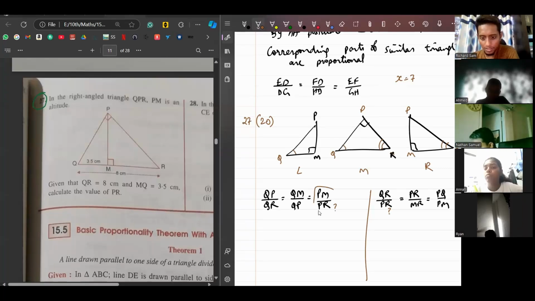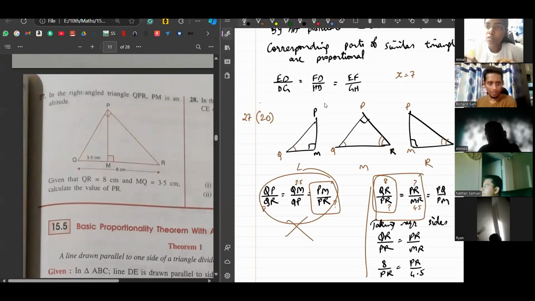Now, if you're using this, then we need to know PM. If you're using this, we need to know QR. So depending on what we have, we will use. Out of all these ratios that we have figured out, the only ratio that we can use over here is this part here. QR upon PR is equal to PR upon MR.